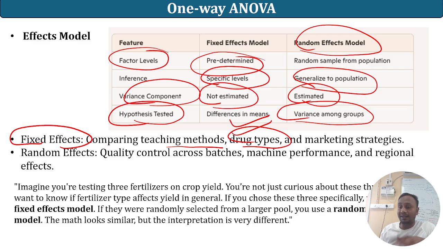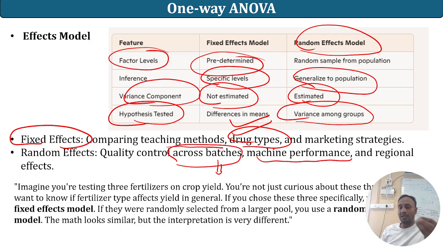Or maybe the marketing strategy. One example is there, so that all comes under the fixed effect. What are the random effects? Quality control across the batches. We don't know about the batch. A batch can be something we can check, but we don't have the actual batch. We have taken some samples from the batches and we are checking them. We don't know, it's not defined actually.